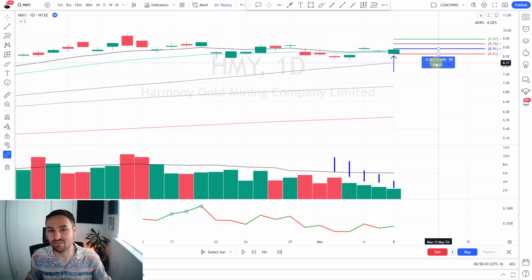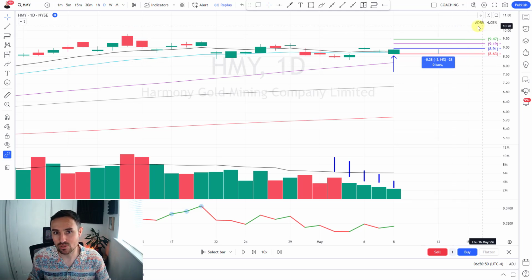You could add 0.5% for the max stop, because I'm defining how much I'm willing to pay for any shares here, okay? And then up here, you'll see this is the 20-day ADR percentage, which is the 20-day average daily range percentage of the stock, which is 4.02%. So what does that mean? That means the average daily range of the stock, excluding gaps, from the low of the day to the high of the day, is 4.02%.